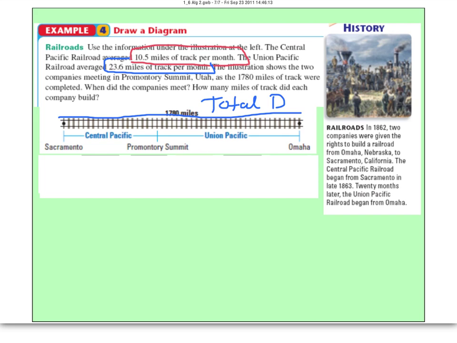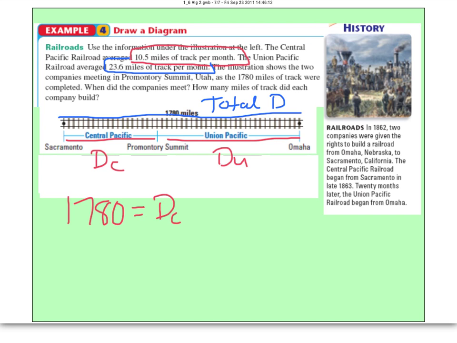And it's made up of the distance of Central and the distance of Union. So here's what I know. So I'm going to do distance of Central, distance of Union. So total distance I already know. So total is 1,780. It's made up the distance of Central Pacific plus the distance of Union Pacific.